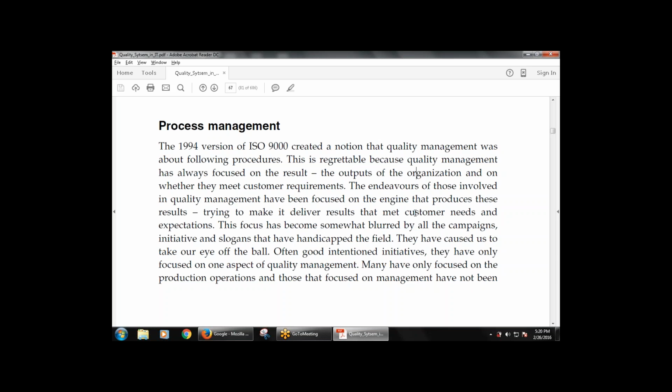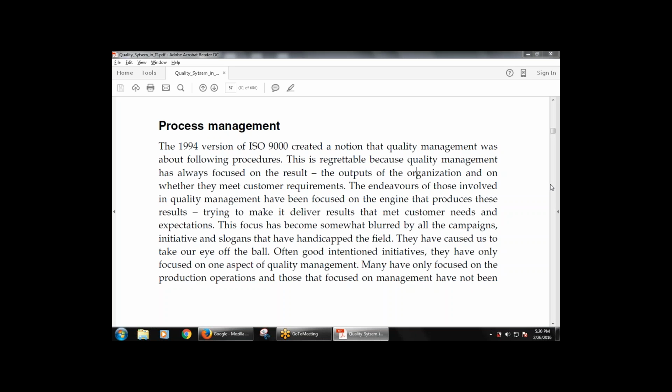The focus has become somewhat blurred by all the campaigns, results, initiatives and slogans that have handicapped the field. And they have forced us to take our eye off the ball.